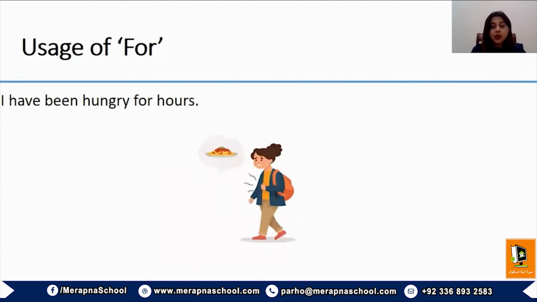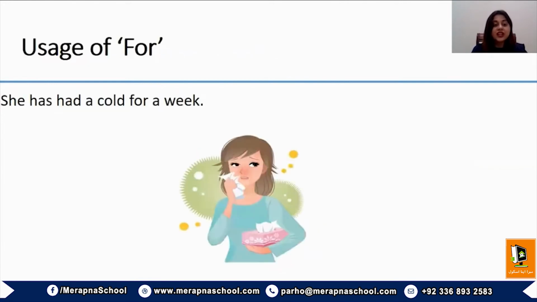I have been hungry for hours. Now I'm not referring to the time since 12 in the afternoon or any time. I'm just telling the number of hours that I have been hungry now. And she has had a cold for a week. So she still has a cold, and she has been suffering from a cold for a week. So I'm not referring to since Thursday or since Friday. If I had been referring to a specific time, then I would have used since here instead of for.